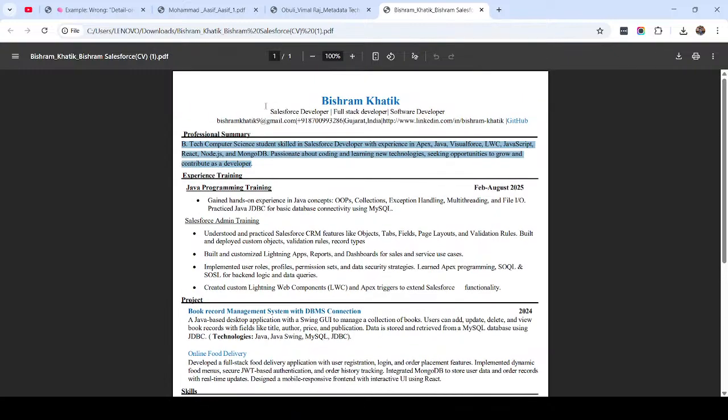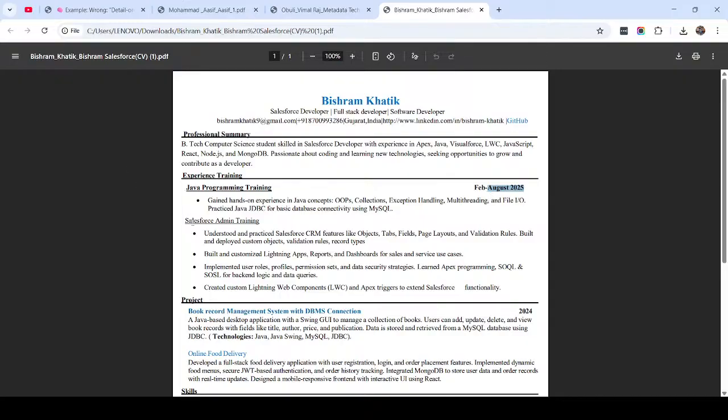Are you looking as a Salesforce developer, or do you still want to work in Java? It's not clear. Here you have done a Salesforce admin training, then you have done a Java training also, and this is August 2025, a future date. Don't try to mention a future date. Instead you can make it Feb to present, you can mention it as present.